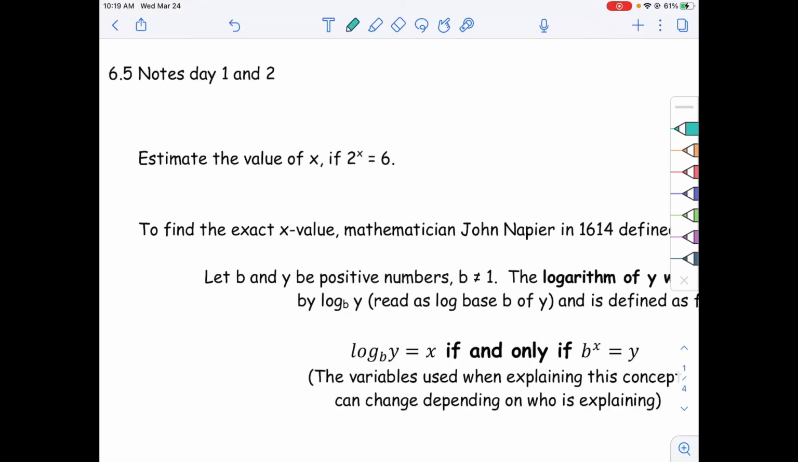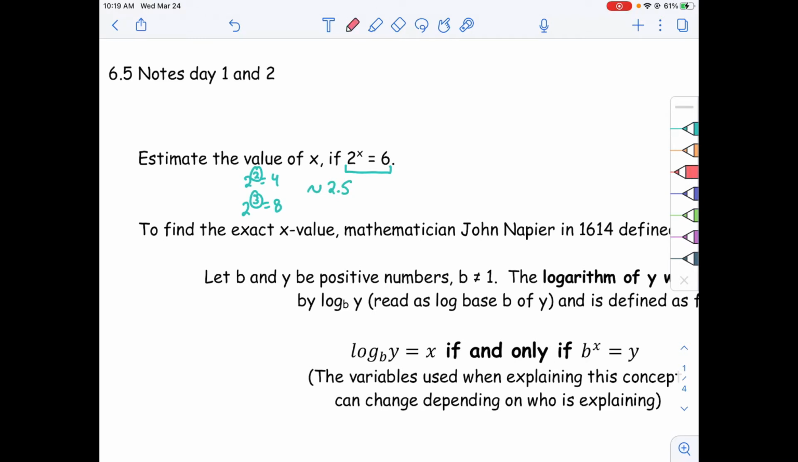All right, so today we're taking a look at logs. What do logs do? They answer these types of questions. If we had 2 raised to some x value is equal to 6, what is the value of x? Well, if we needed to estimate this, we could say 2 squared gives us 4. 2 cubed gives us 8. So then somewhere right between 2 and 3 should give us about 6. So if you say about 2.5, that's an awesome guess.